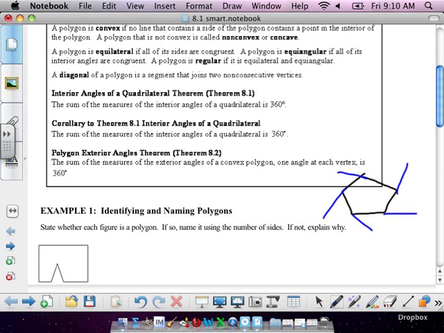So it looks like this, right? Those are all the exterior angles. So these angles right in here, if I added them all together, they would always equal 360. So if I have a convex polygon, all those exterior angles add up to be 360, no matter how many sides it has. Okay.